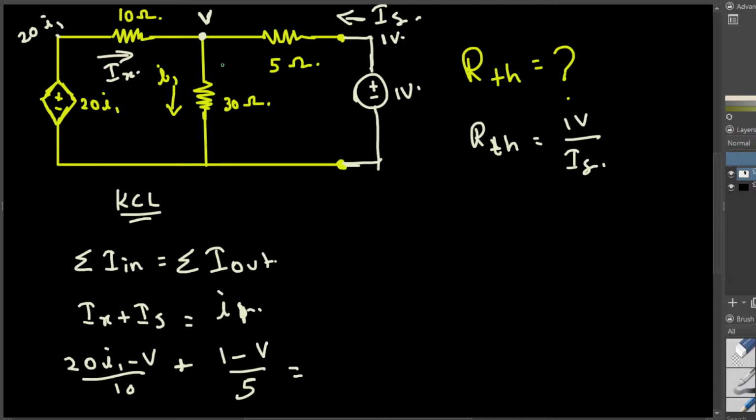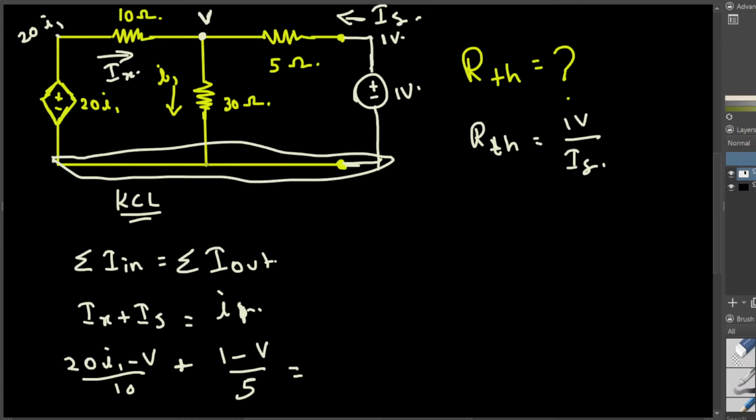I1 I can also write in terms of voltage, because this is V and the bottom part is always the reference voltage connected to the ground. So this is going to be V minus 0 divided by the resistance between, that is 30. So I just put V over 30. Okay, now we have only one unknown. How many unknown variables?